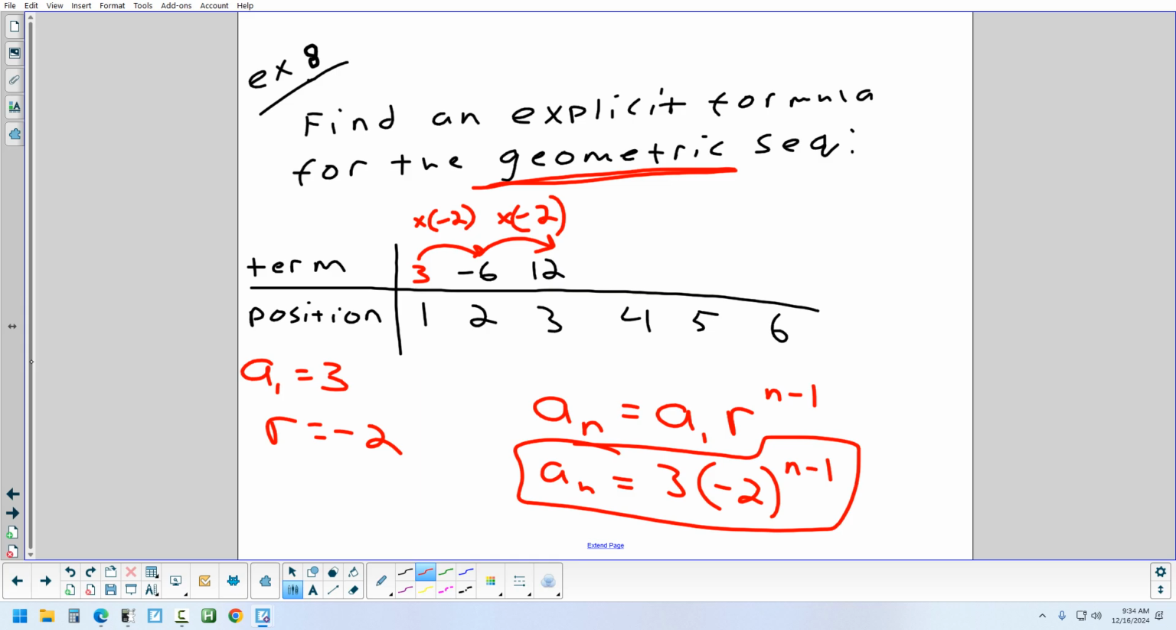So it makes finding explicit formulas for geometric and arithmetic sequences pretty straightforward. All right, any questions on that? Okay. So that is 11.1.